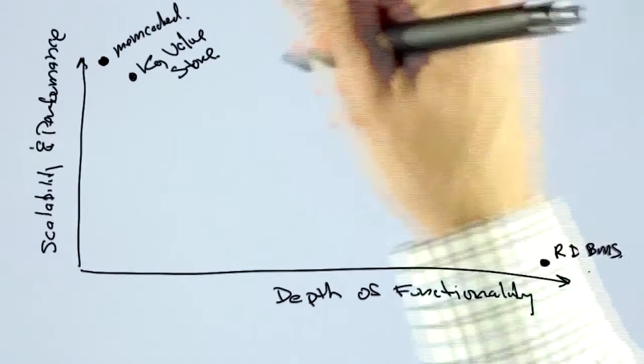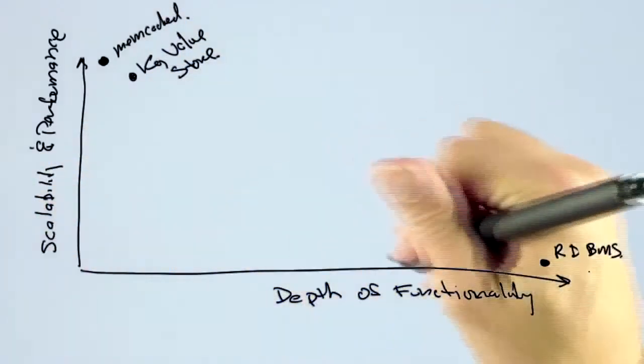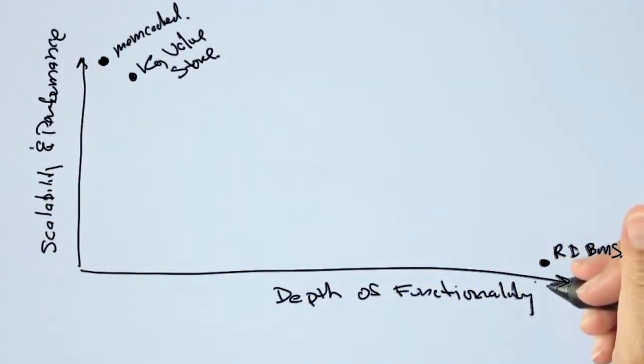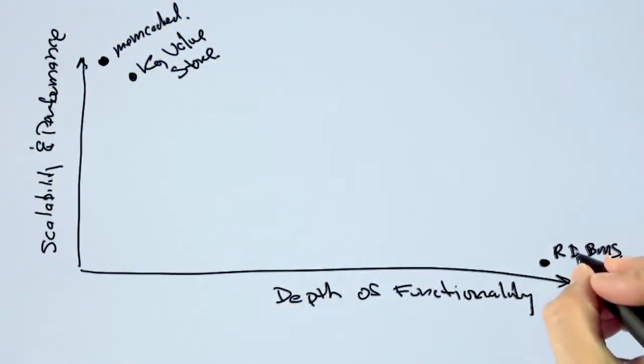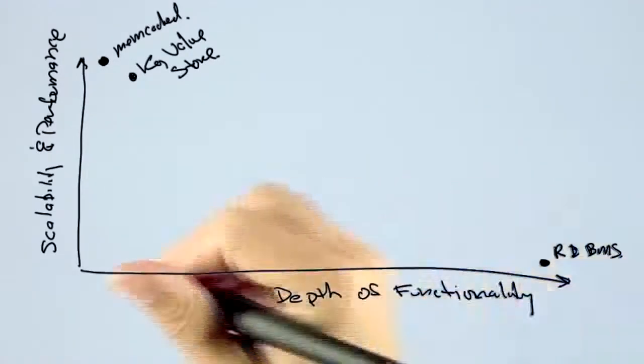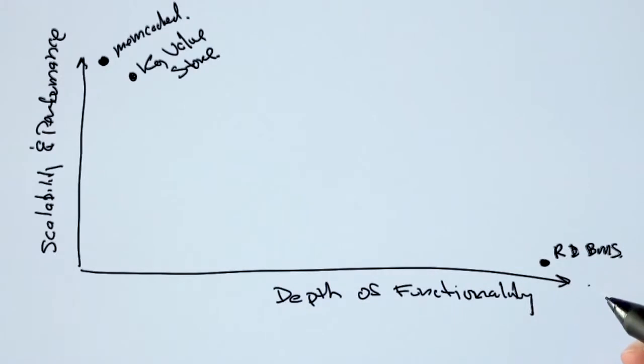Now, the question is, can we get somewhere close to this level of functionality, but without giving up all the scalability and performance we had over here? Because relational database management systems are not known for being particularly scalable. They scale up pretty well. You can add more and more hardware to them to get higher performance from a single node. But if you want to scale out and use commodity hardware, it's not particularly good at that.